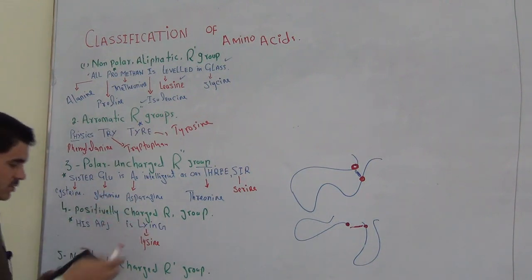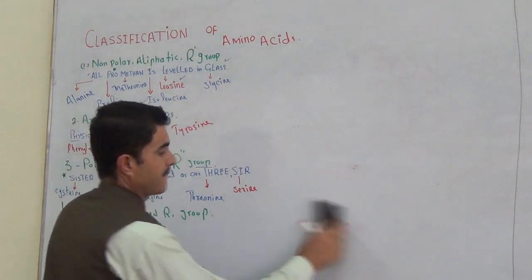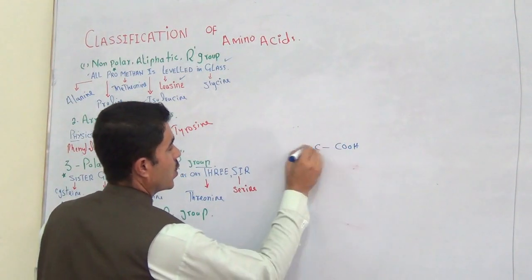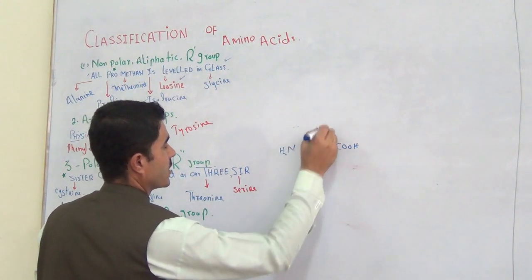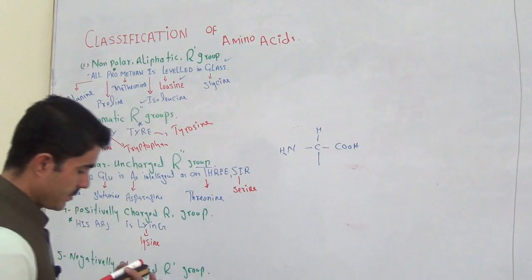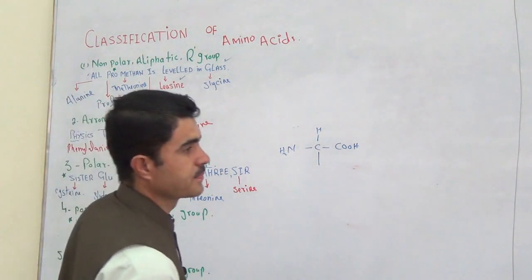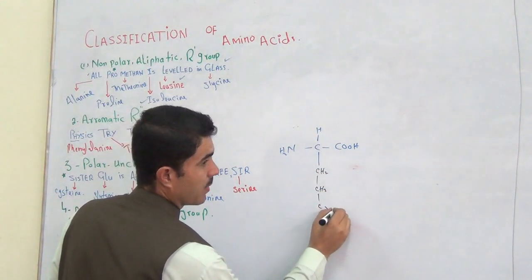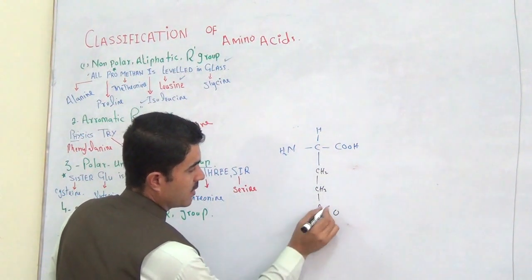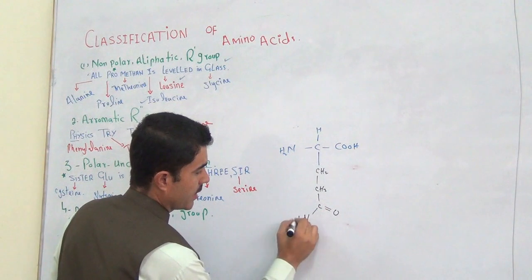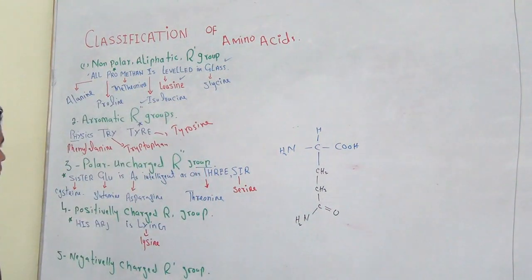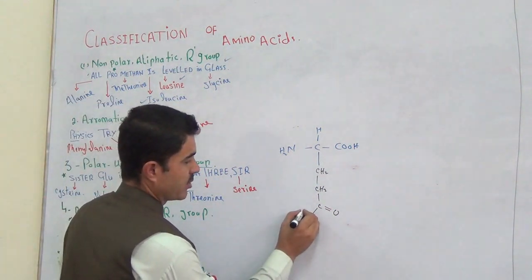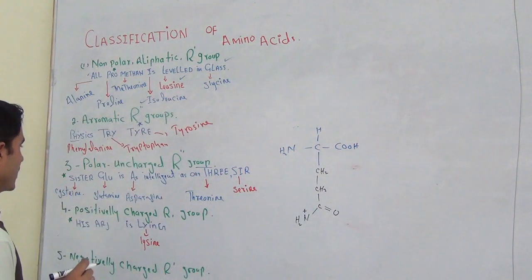Glutamine and asparagine. I would like to give the structure of glutamine and asparagine. Okay, again we have a carbon, we have COOH and NH2 and hydrogen. Here in case of glutamine, we will write CH2, carbon double bond O and carbon double bond oxygen and NH2, right? This is now called glutamine, and there must be a positive charge over this. We will call it glutamine.